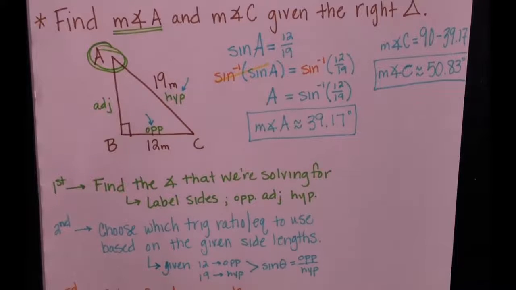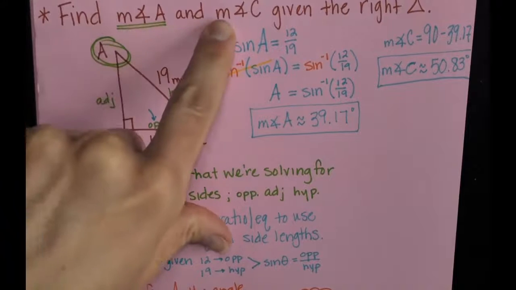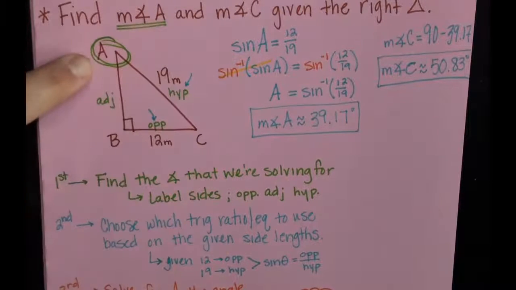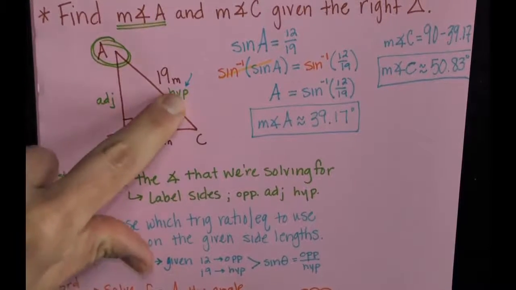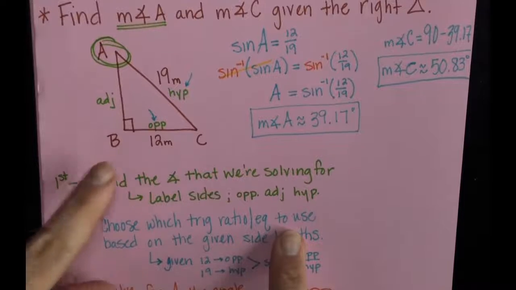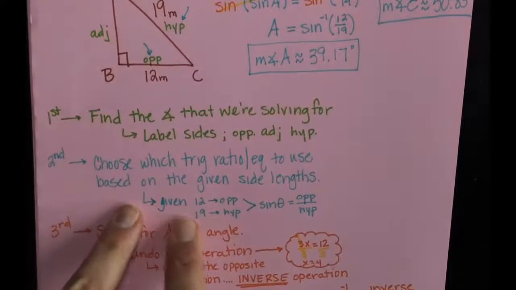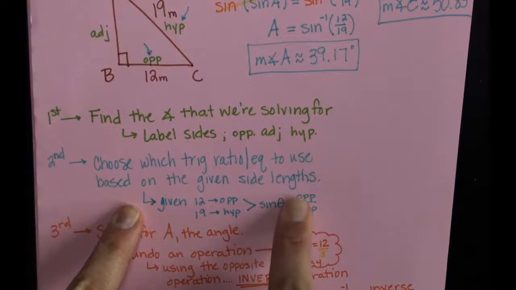So let's just review before we do the last example, and then we're done. We said we wanted to find the measure of angle A and then the measure of angle C. So we circled A, we labeled the sides, just like we start every problem up to this point. Then we want to choose which trig ratio. Well, they gave us opposite, they gave us the hypotenuse, and so it fits this equation, leaving us with only one unknown again, but this time the unknown is the angle.